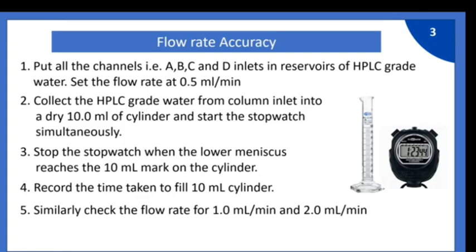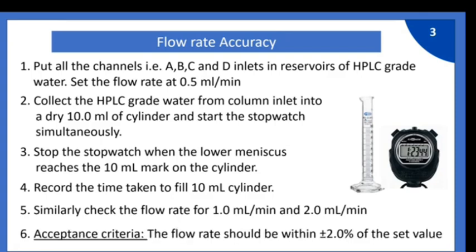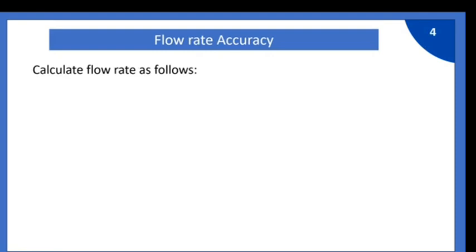Similarly, check the flow rate for 1 ml per minute and 2 ml per minute for port A. Similarly, check the test for the rest of the ports, that is port B, C and D. Acceptance criteria for flow rate: the flow rate should be within plus minus 2.0% of the set value. Let us see the calculation part for flow rate.